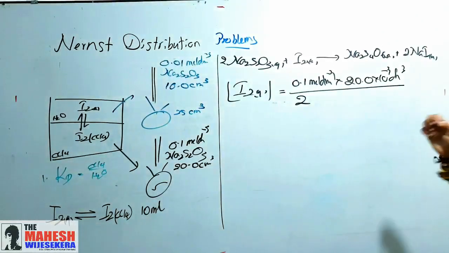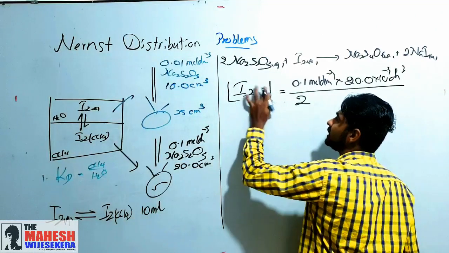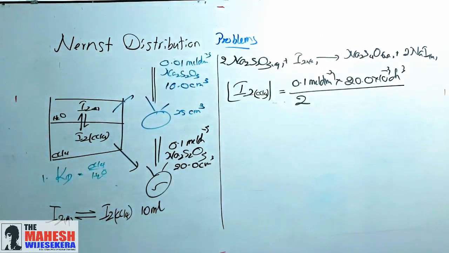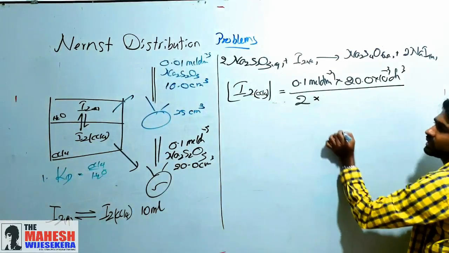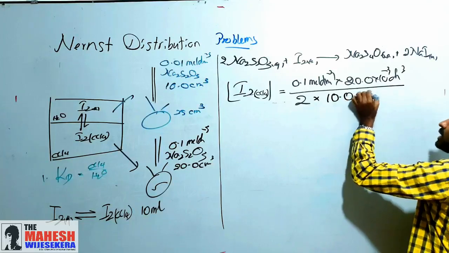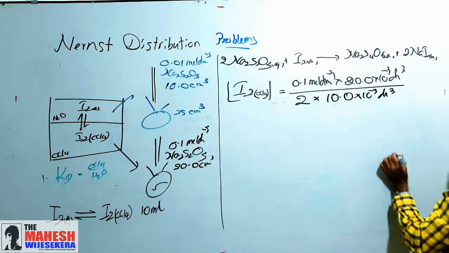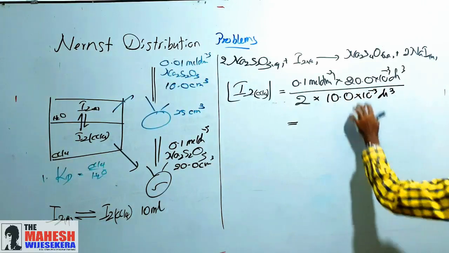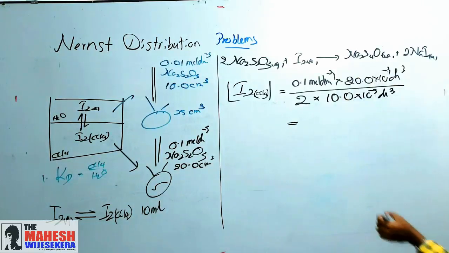Then divide by the volume of the layer. So this is CCl4. Now I'll make it CCl4. What is the volume? We took 10 into 10 to the power minus 3 cubic decimeters. What's the value? This cancels out, and that is 0.1.